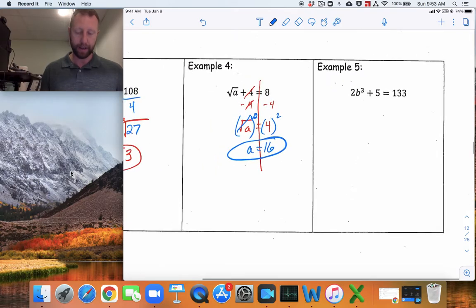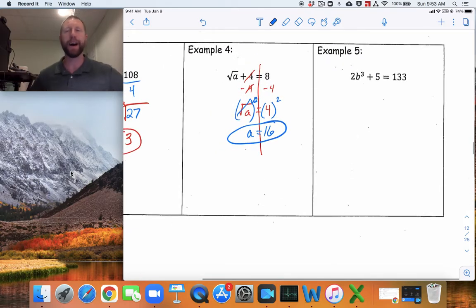So I've got this example number 5 here, and it looks like a 2-step equation just from what we've experienced in the past, but it's actually a 3-step equation. I've got to do 3 separate things here.